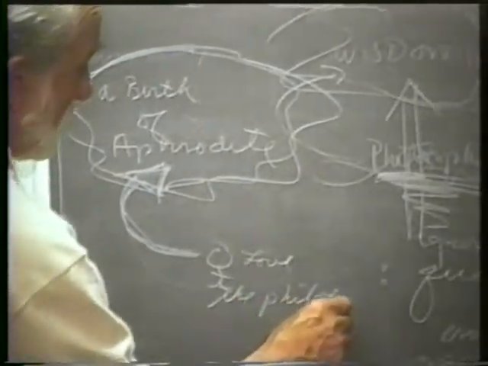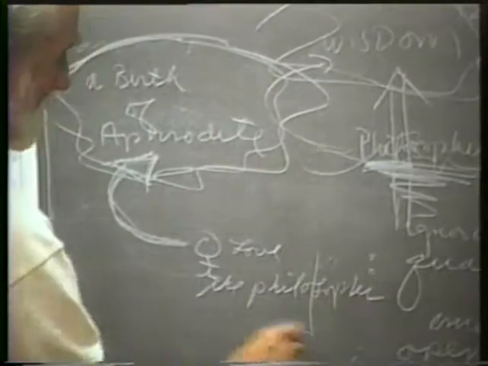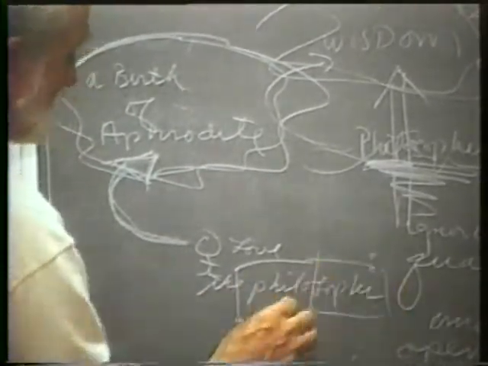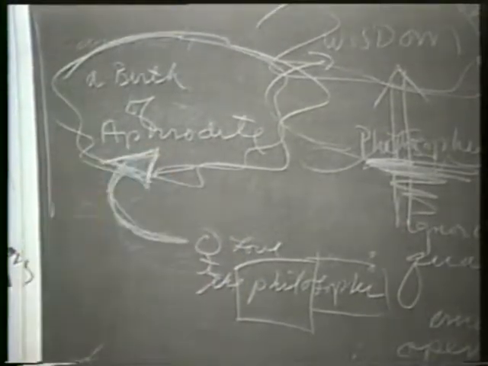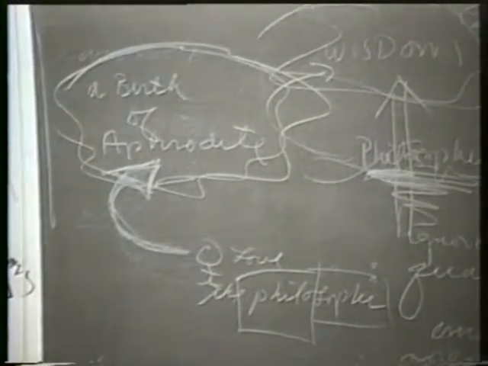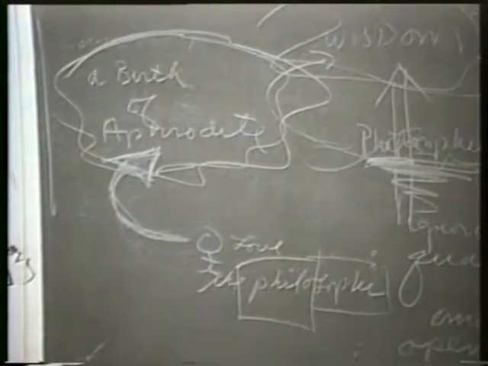Why? Because philo means love, and sophia means wisdom, and once he catches a glimpse of the beauty of Aphrodite, he's hooked. Like anyone who catches a sight of wisdom is hooked.